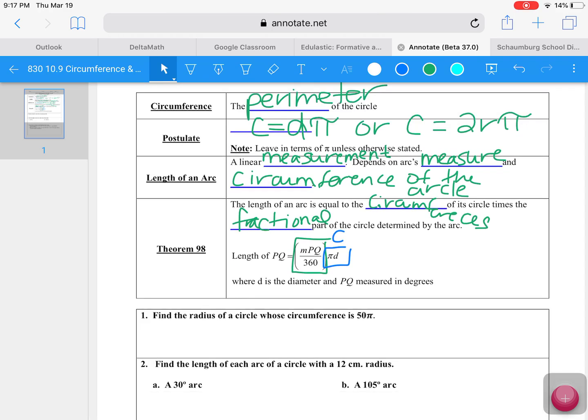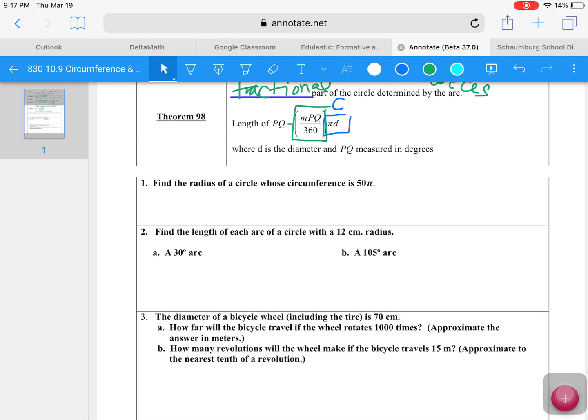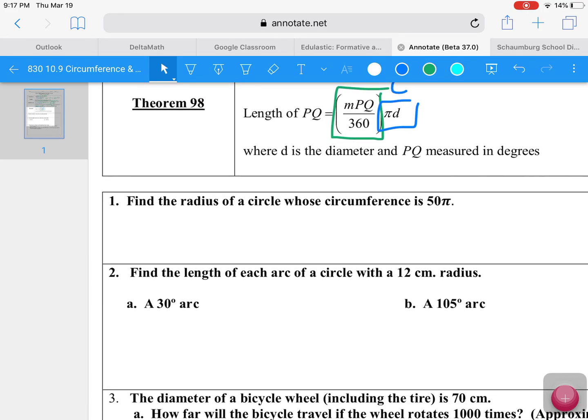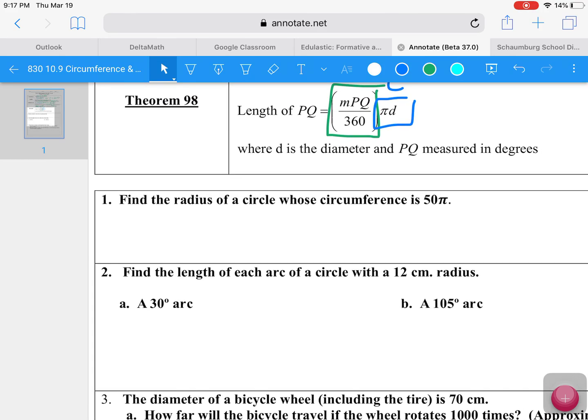So let's try to go through some example problems. If you need to pause the video so you can get some paper to go through these, we're not going to go through a bunch, but we'll go through just a couple of these questions.